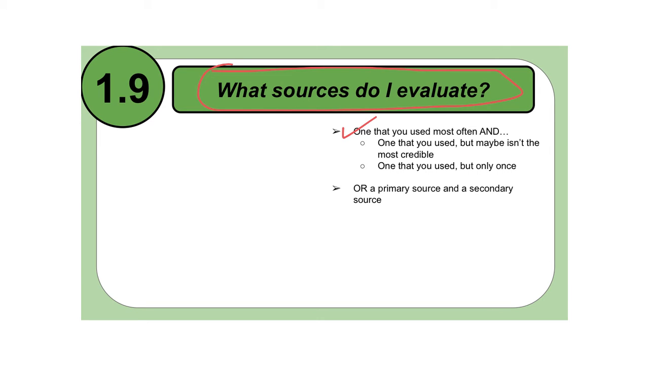Then the other one is going to be one that you used but maybe isn't the most credible. Maybe there was something flawed about it that you noticed. Or maybe it was one that you used but only used once. You found something valuable in it, but it certainly was not nearly as valuable to you when you were writing your paper, because you had one that you used 9 times. So you're going to OPCVL that one, and then maybe the one that you only used once because it wasn't quite as valuable to you.